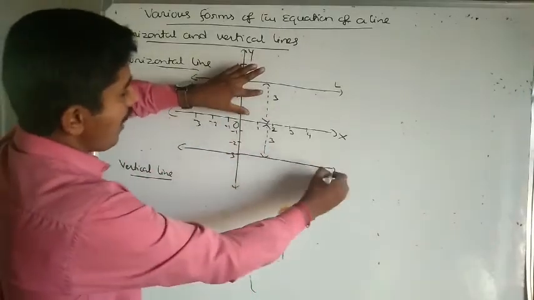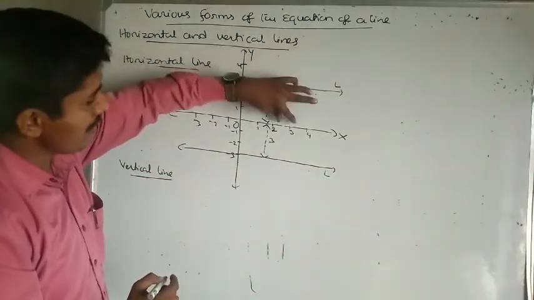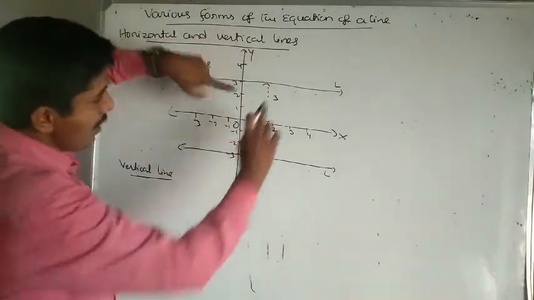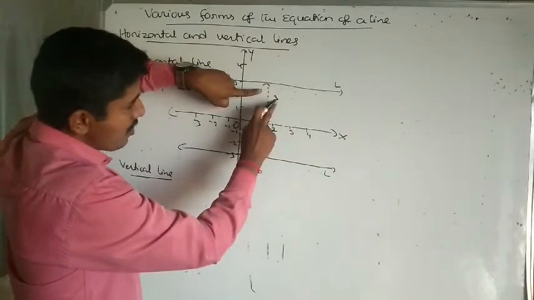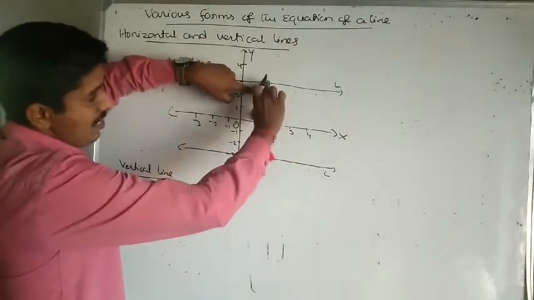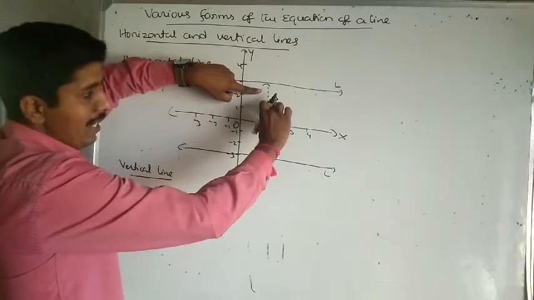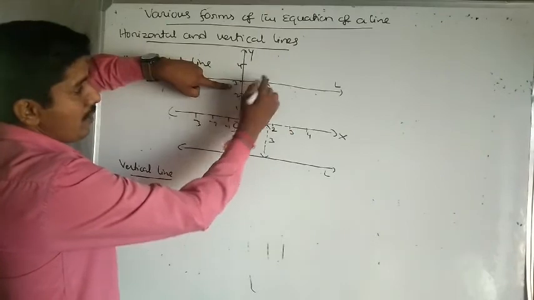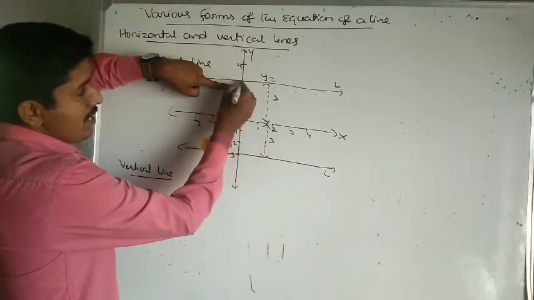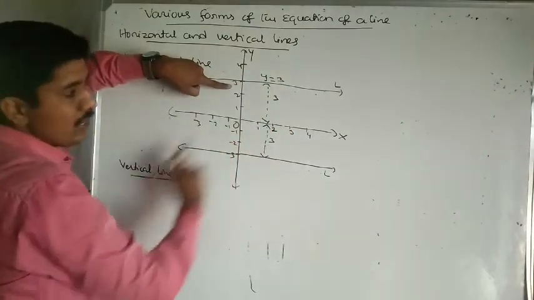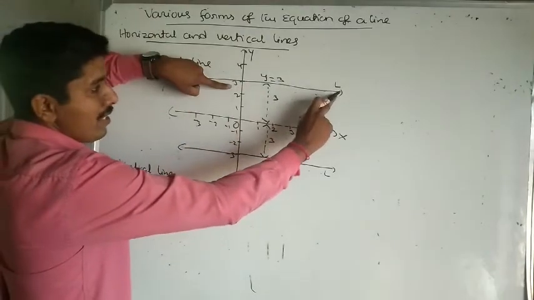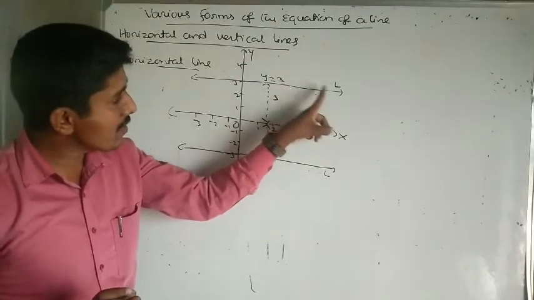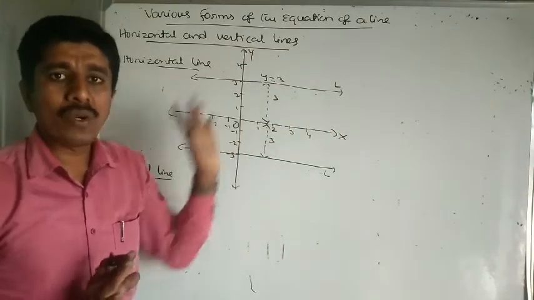This is the line, the horizontal line, because it is parallel to the x-axis. But mind it, this line is at a distance of 3 units from the x-axis. Then what is the equation of this line? This is y equal to 3. If you take any point on this line, the y coordinate value is 3. Therefore, the equation of this line L is y equal to 3.